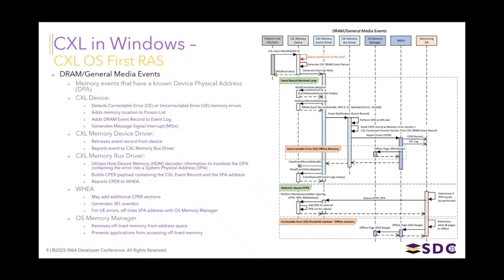If the error was an uncorrectable error, then WIA can offline the page immediately. We want to take it out of circulation, right? As soon as we have an uncorrectable error, take it out of circulation immediately. And so it's going to interact with the memory manager to perform that operation. And so the application sitting on top of the memory manager will be affected by that if they were using the memory.